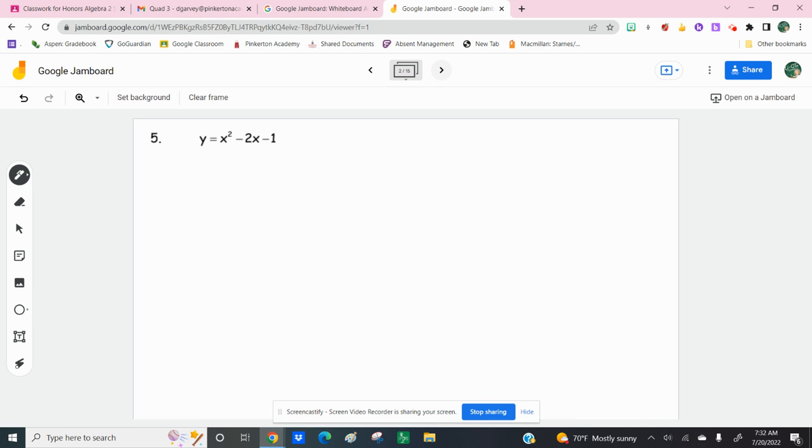Number 5, this is now in standard form. To get it from standard form into vertex form, you have to use the fact that the h value, which is the x value of your vertex, is equal to minus b over 2a. This is a very important formula, one that you're going to want to remember. So h equals minus, well, my b value is minus 2, so that's a minus minus 2, all over 2 times my a value, what's in front of the x squared, which is just 1.